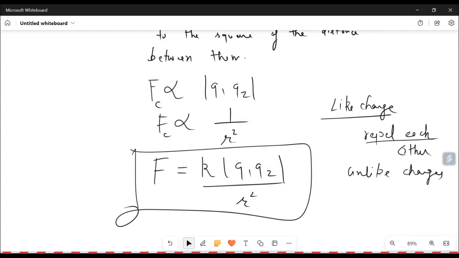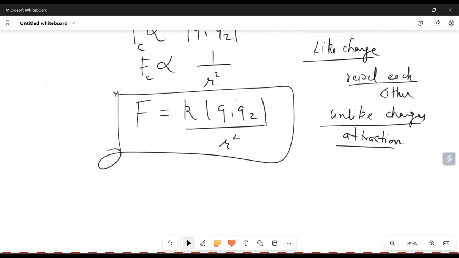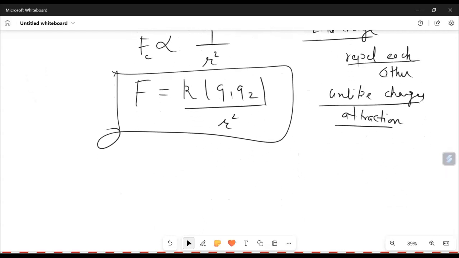How can we induce the charge in a body? By induction, by conduction, earthing and all. You have gone through those methods. Okay, induction means one body is not charged. You bring another charged body close and there is a charge separation between them. So induction is that phenomenon. Unlike charges, attraction happens between them. ठीक है.